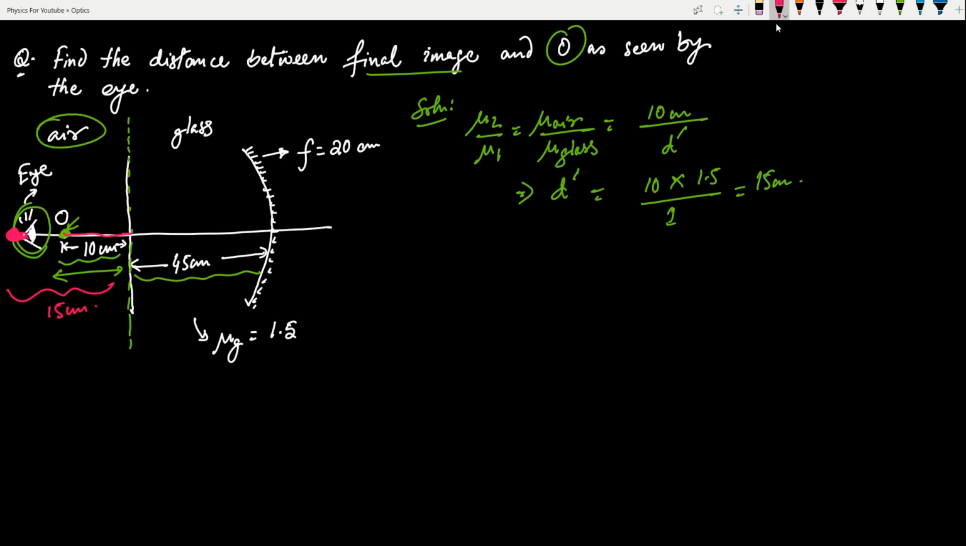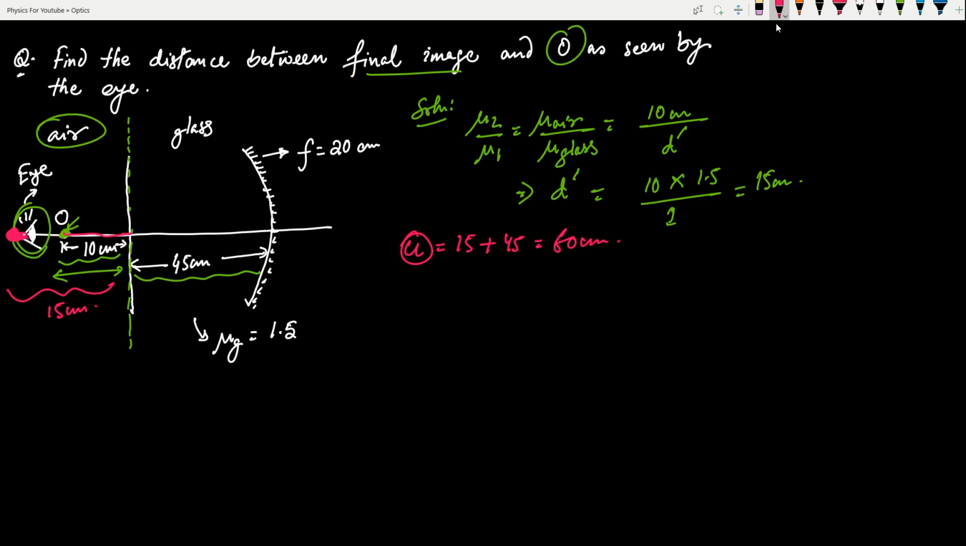Therefore, the mirror will feel that the object is at a distance of how much? So we can say the object distance u is actually 15 plus 45, which is 60 centimeter. Simple as that. So you got u, that is the object distance is 60 centimeter.